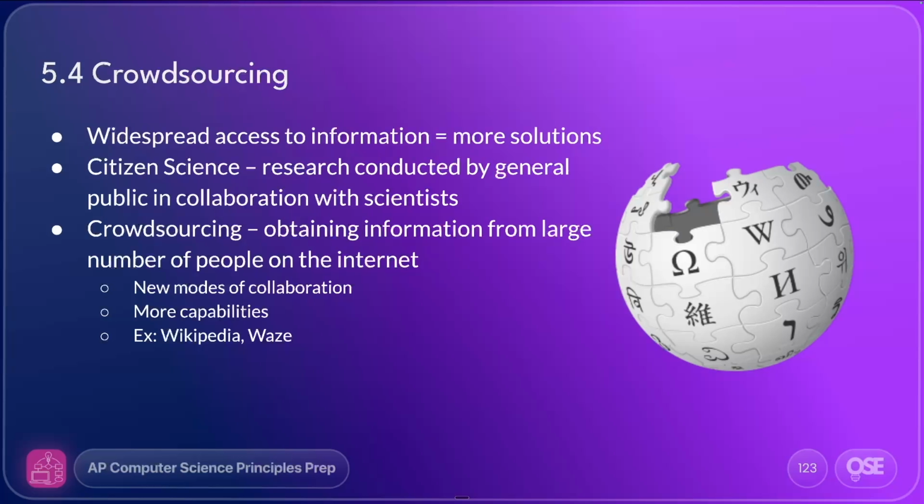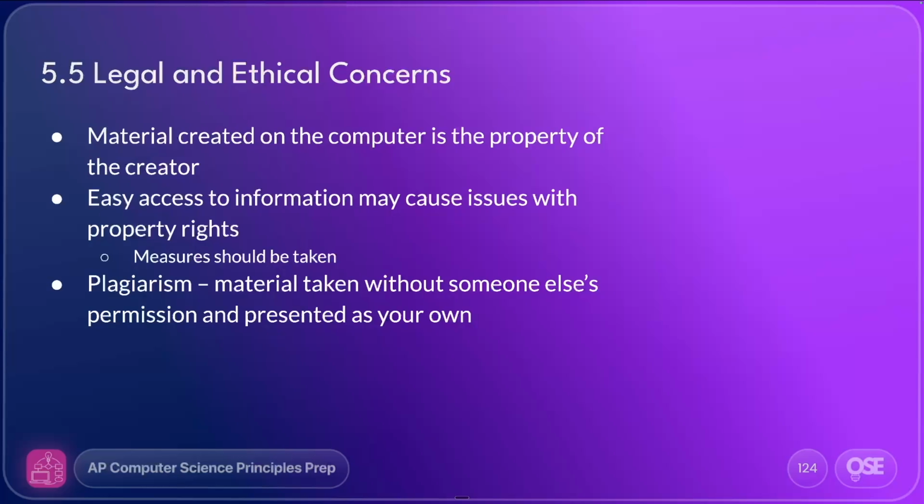An example of crowdsourcing is Wikipedia, since anyone can edit the articles, and Waze, because the Waze community and people who use Waze collaborate with each other and report accidents, for example, or other occurrences on the roads. However, the internet also causes legal and ethical concerns, and digital technology as a whole. For example, property rights. The materials created on the computer is the property of the creator, and easy access to information may cause issues with property rights. As a result, measures should be taken to prevent these issues.